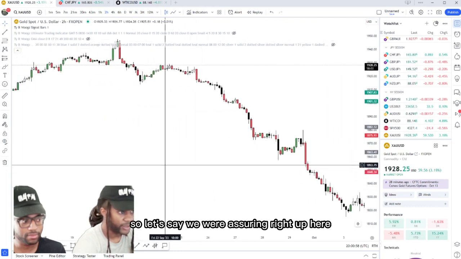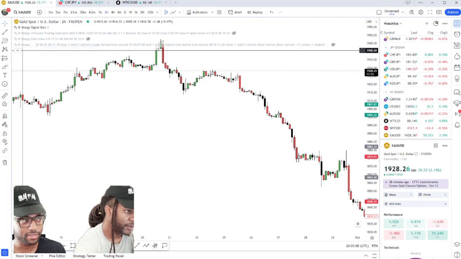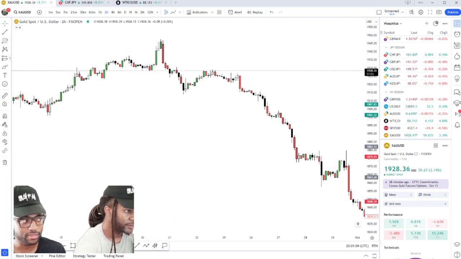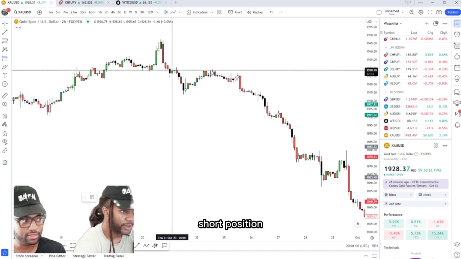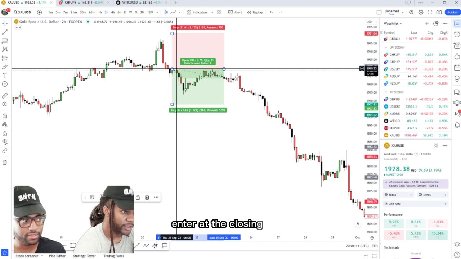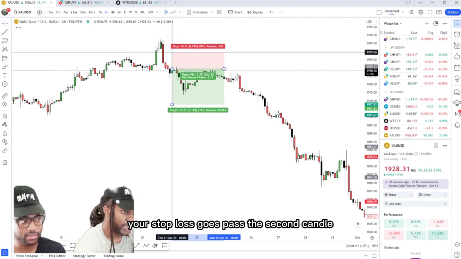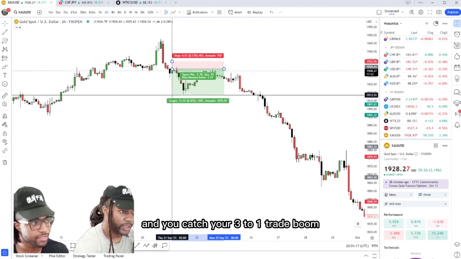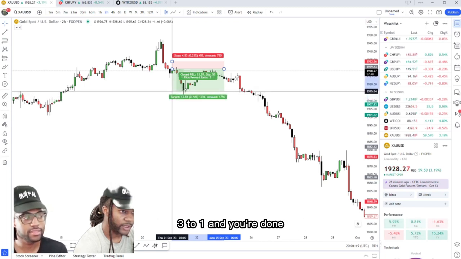So let's say we were shorting right up here. We got 1, 2, 3 candles in a row. We come short position. We enter as soon as this third candle closes, enter at the closing price. Your stop loss goes past the second candle, and you catch your 3 to 1 trade. Boom, 3 to 1, and you're done.